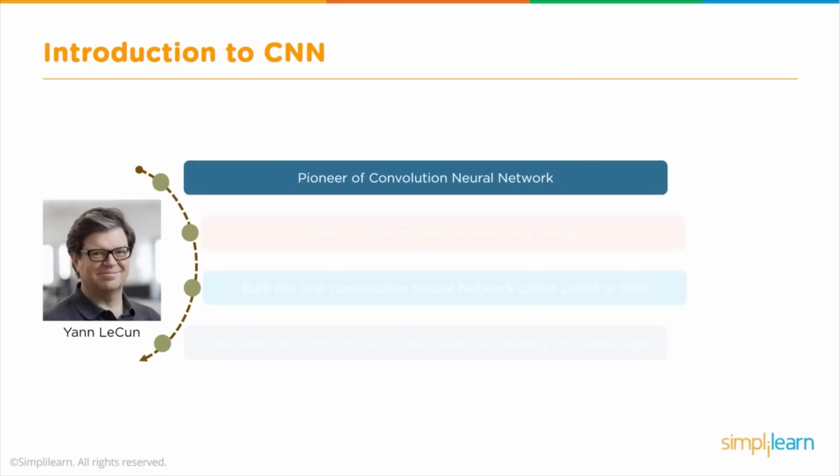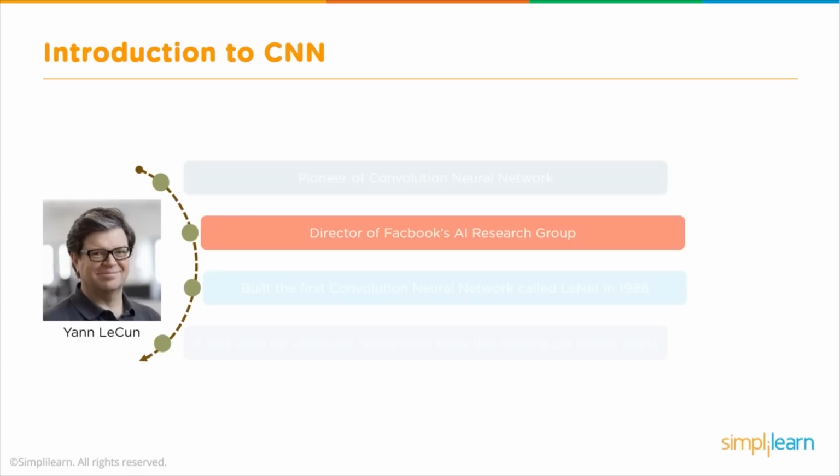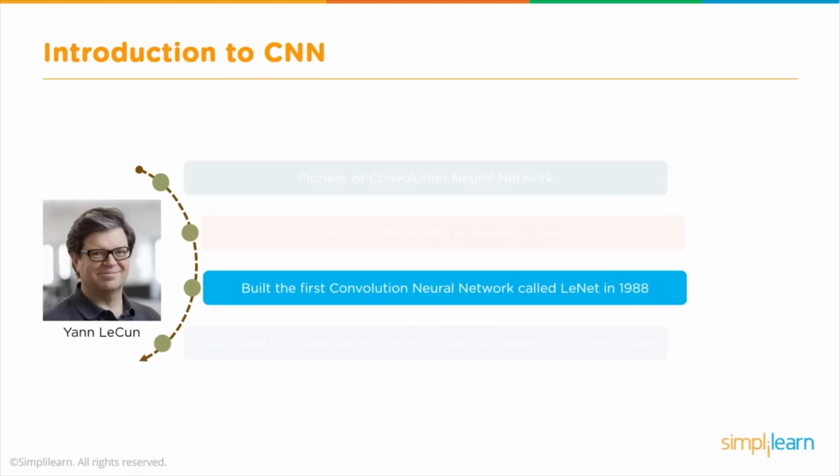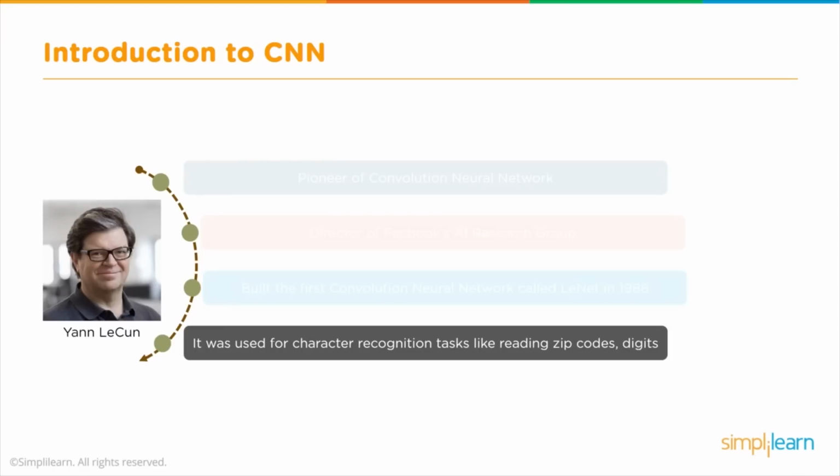We'll begin our introduction to the CNN by introducing the pioneer of convolutional neural network, Yann LeCun. He was the director of Facebook AI Research Group. Built the first convolutional neural network called LeNet in 1988. So these have been around for a while and have had a chance to mature over the years. It was used for character recognition tasks like reading zip code digits. Imagine processing mail and automating that process.